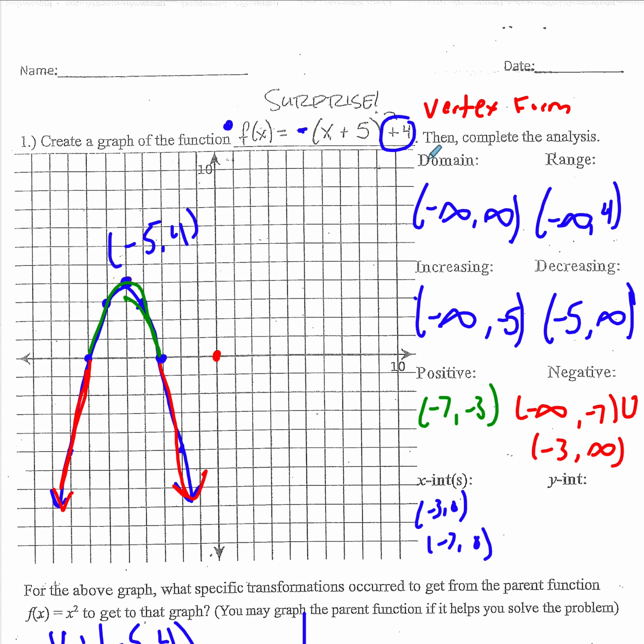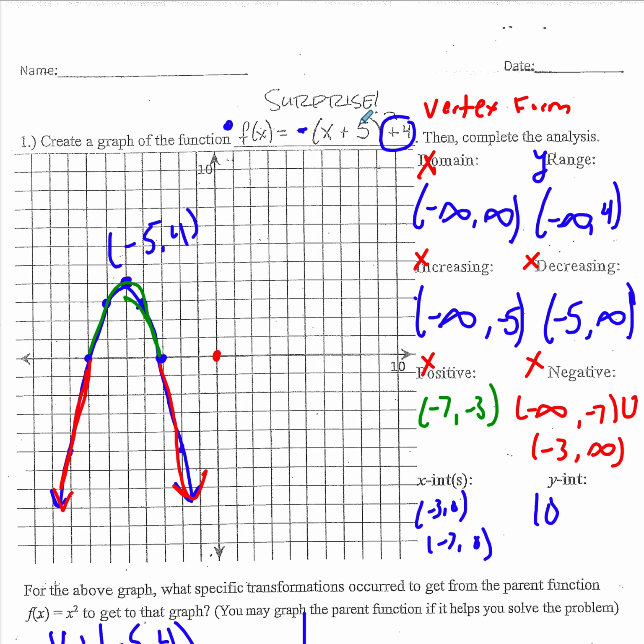So remember, the domain, increasing, decreasing, positive, and negative are all x values, and only the range is going to be y values. And lastly, the y-intercept, that is the coordinates. And to know that, you have to plug it in. So you'd plug in 0 for x.